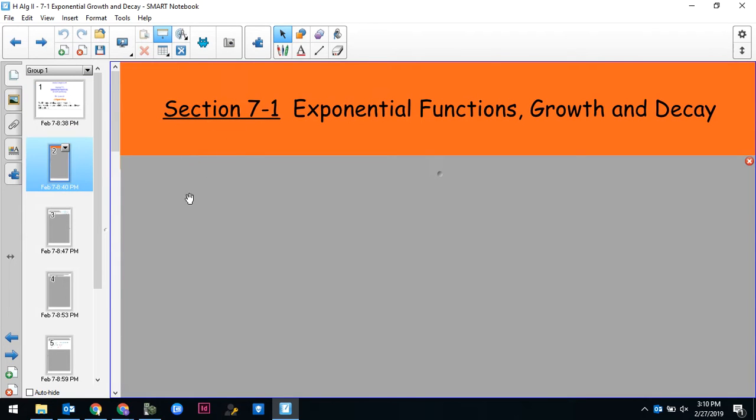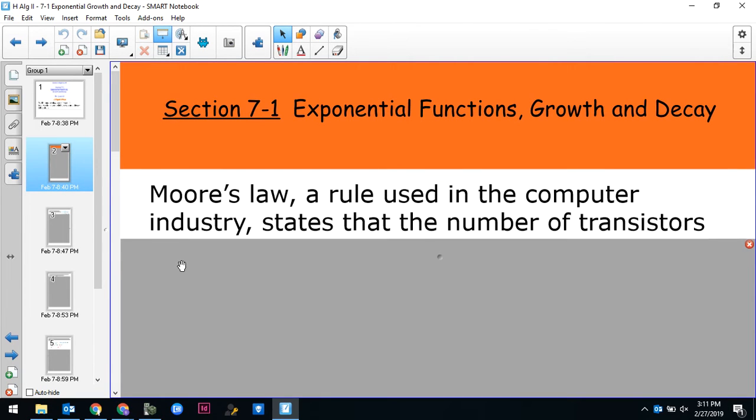Again, remember, as always, when we do these video notes, try to make sure you write everything down that I say, and take this seriously. Make sure you understand all this stuff because this is the base for this whole chapter. All right, so let's talk about the basics of an exponential function.